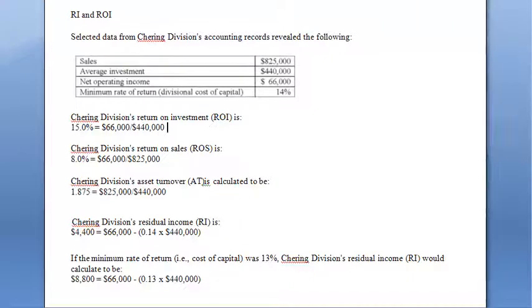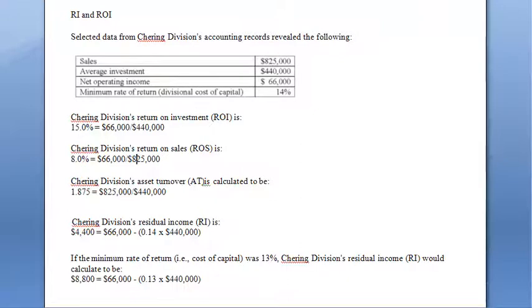The return on sales and the asset turnover are here. Return on sales is just simply the profit divided by the sales, and it measures the manager's ability to increase revenue and control expenses. So 8% on every dollar of sales results in profit. So 8 cents on a dollar.